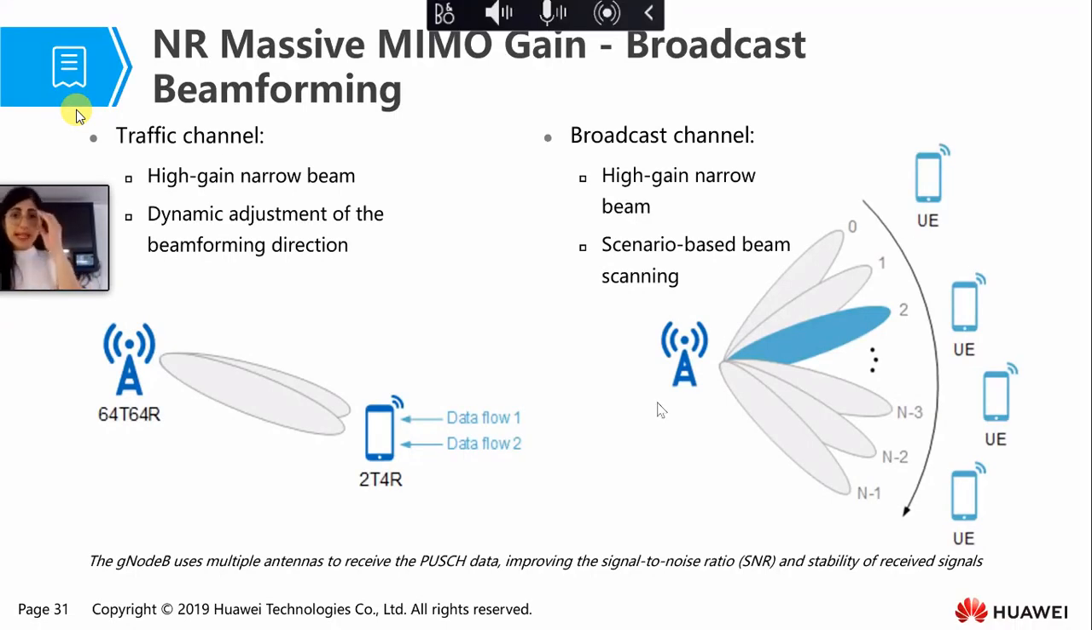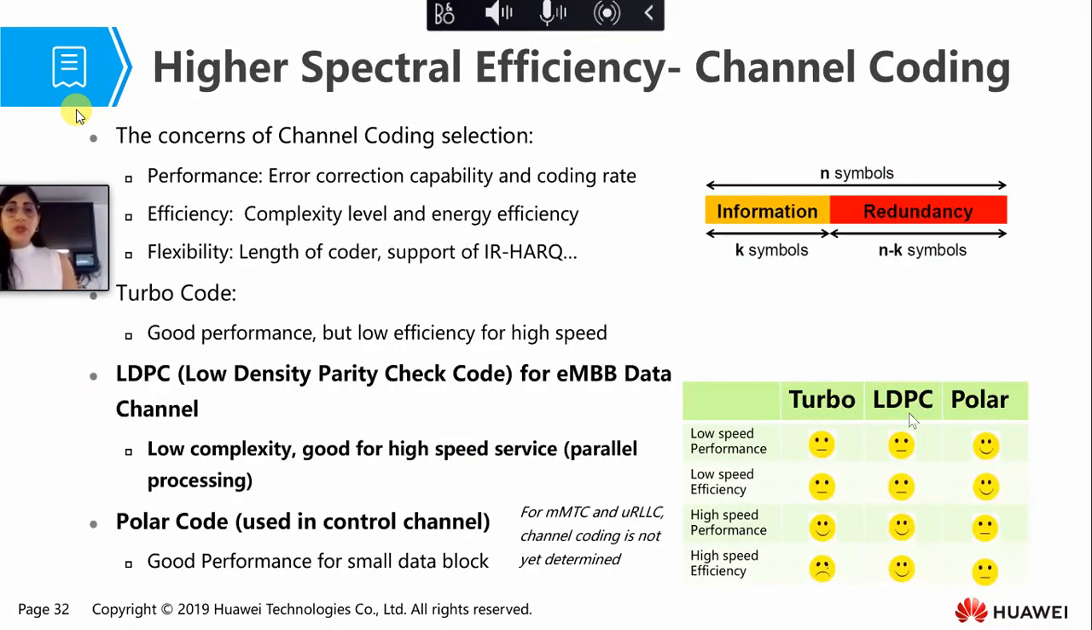So I'm going back to the slide again. And to increase the spectral efficiency, we are going to use new coding schemes. So basically, when we are going to select the coding scheme, we have to take into consideration performance, that means the error correction capability and the coding rate. We have to consider the efficiency, so the complexity of our coding and the energy efficiency. And we have to consider the flexibility, so the length of the code, and also if, for example, HARQ is supported.